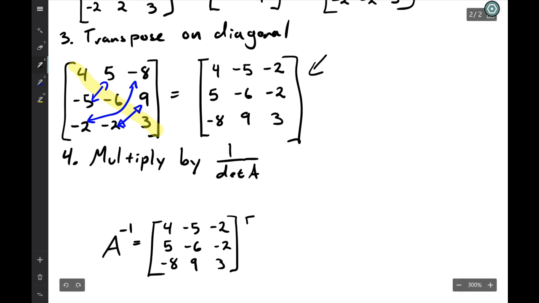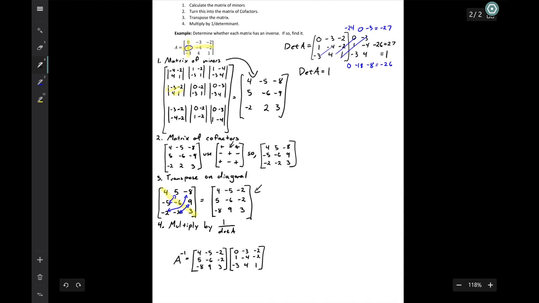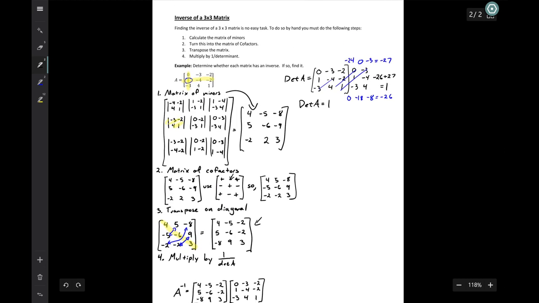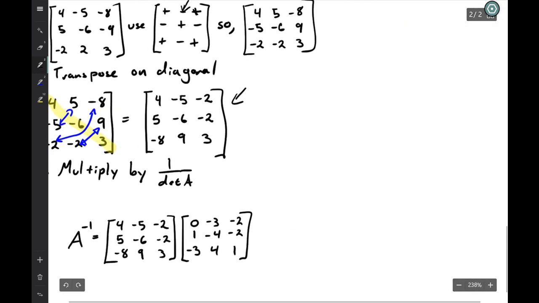So you're going to write down 0, 1, -3, -3, -4, 4, -2, -2, 1. If you guys remember, that was our original matrix up here. Okay, so that was the original matrix up here. So if I multiply these two things, it should end up being this matrix here.